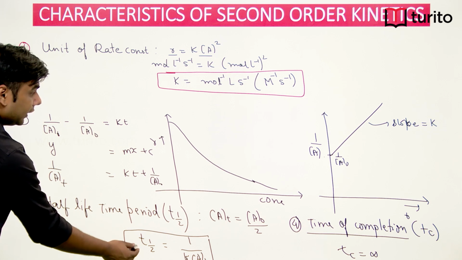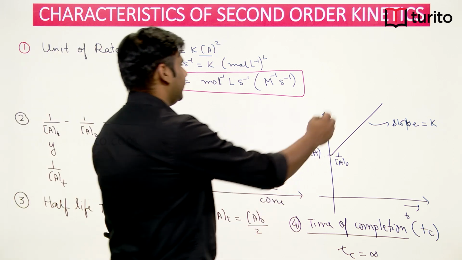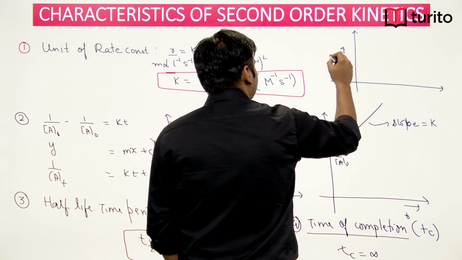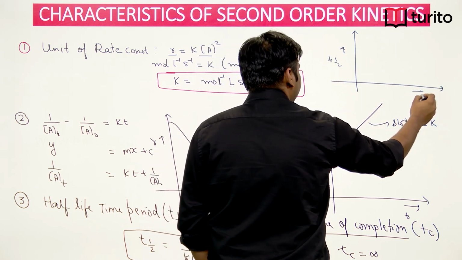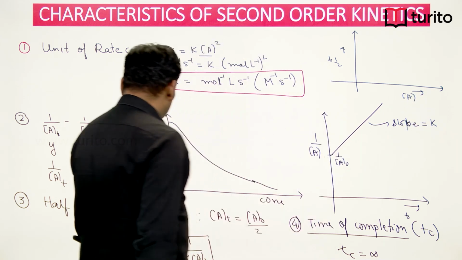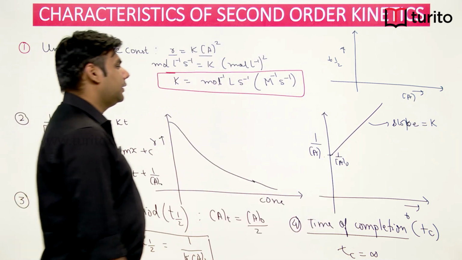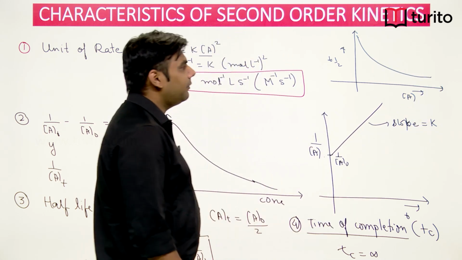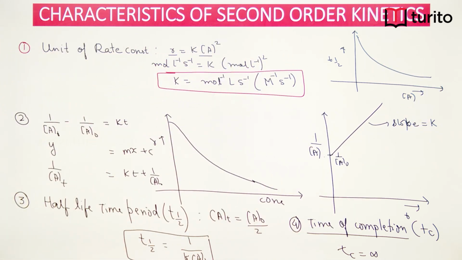So if you plot T half versus concentration, we know that the T half is inversely proportional to A naught. So this will be a rectangular hyperbola. Okay. So these are the few characteristics of a second order reaction.